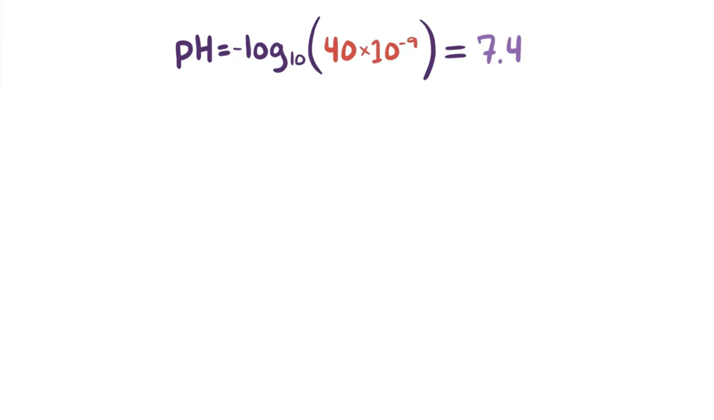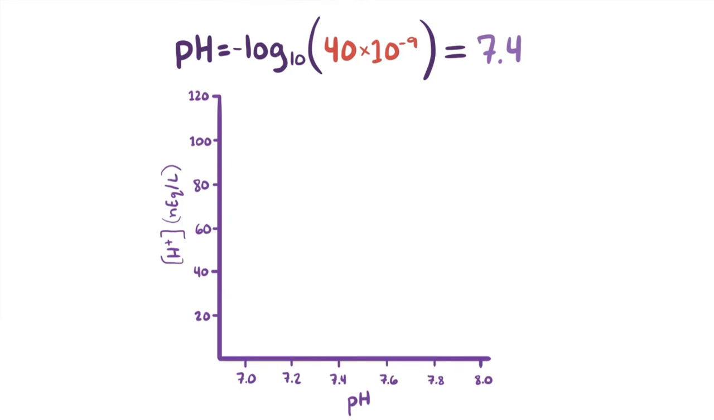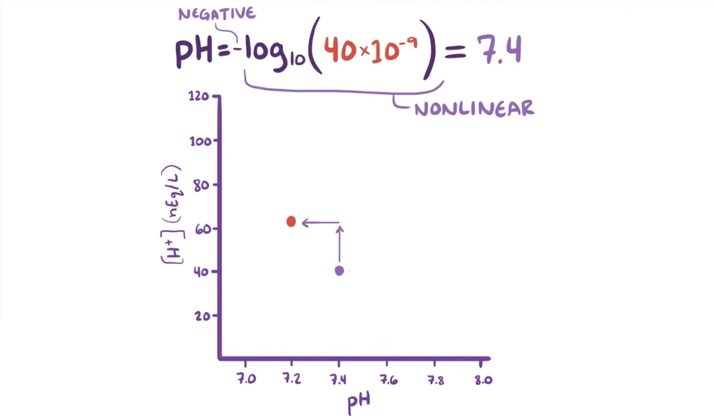With this logarithmic function, there are two important aspects to remember. First, as hydrogen concentrations increase, the pH decreases. And this is because of the negative sign in front of the log. Second, since it's a logarithmic function, pH and the hydrogen ion concentration don't have a linear relationship. For example, an increase in pH from 7.4 to 7.6 means a decrease in the hydrogen concentration of 15 nanoequivalents per liter.